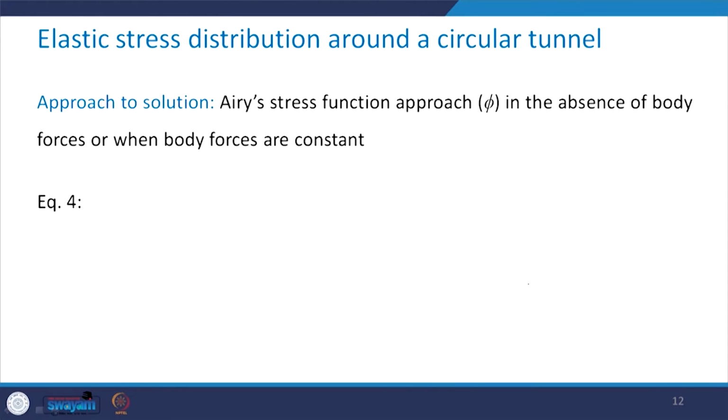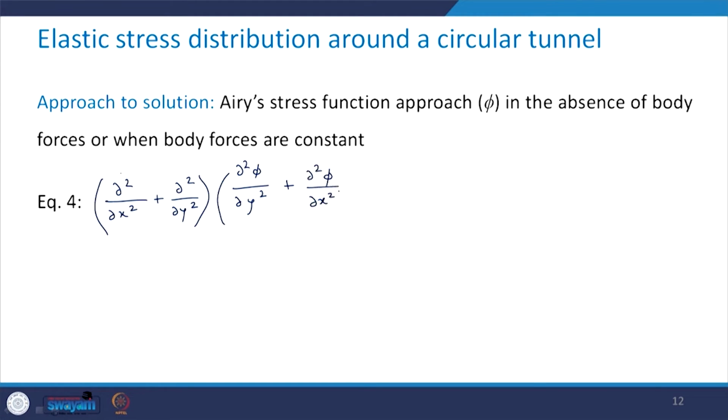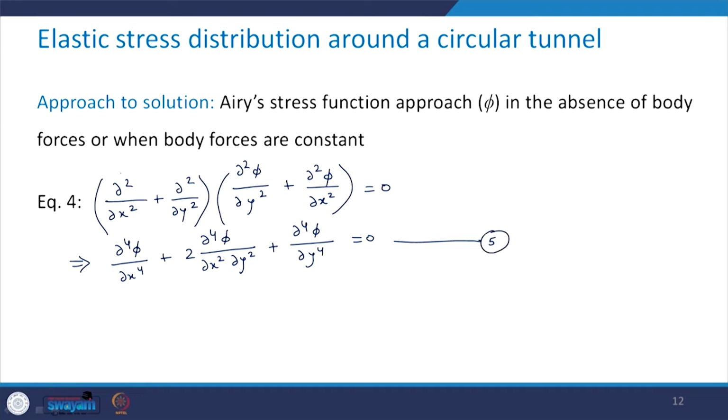Now, what will happen to equation number 4, which is the compatibility equation? Just substitute the expression for phi in equation number 4 and you will get an expression like this, that is del 2 del x 2 plus del 2 del y 2 of del 2 phi del y 2 plus del 2 phi del x 2, which is equal to 0. So, this will give me del 4 phi del x 4 plus 2 del 4 phi del x 2 del y 2 plus del 4 phi del y 4 equal to 0. I mark this as equation number 5.